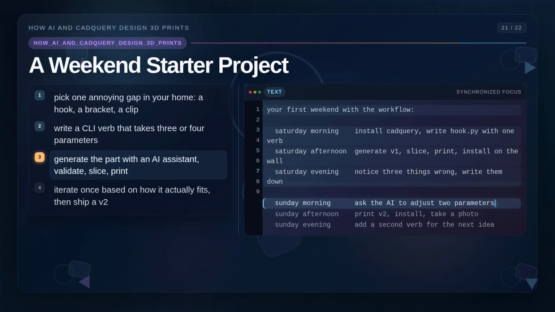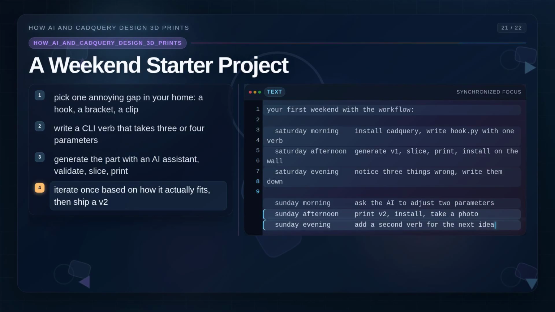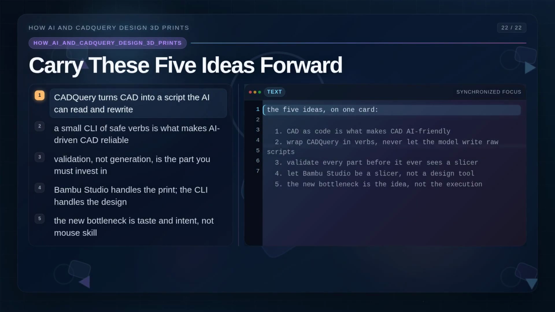Saturday afternoon, generate a first version, slice it in Bambu Studio, and print it. The first one will be wrong in 2 or 3 small ways, and that is the point. Saturday evening, write down what is wrong. Sunday morning, ask your AI assistant to adjust the parameters based on your notes. Sunday afternoon, print version 2, install it, and take a photo. By Sunday evening, you will have a working part on your wall, a small CLI of 1 or 2 verbs you wrote yourself, and a real feeling for how the loop works. That feeling is the entire prerequisite for doing more interesting things later.